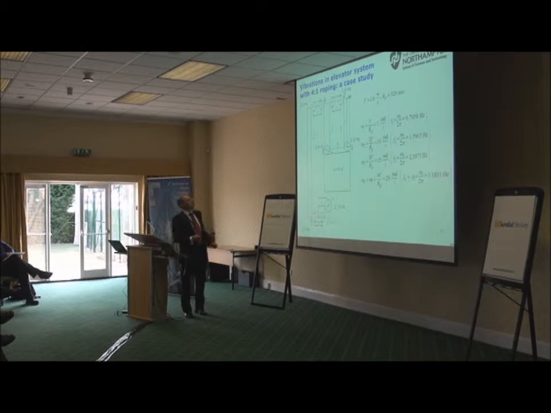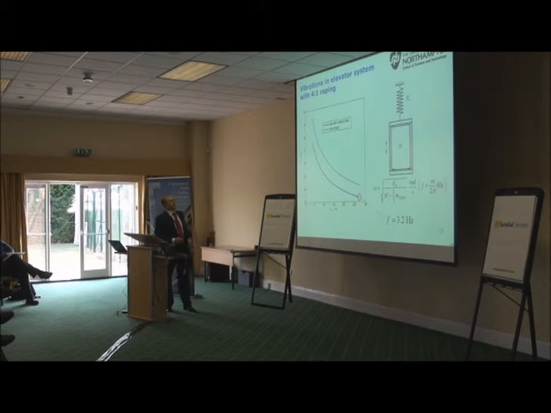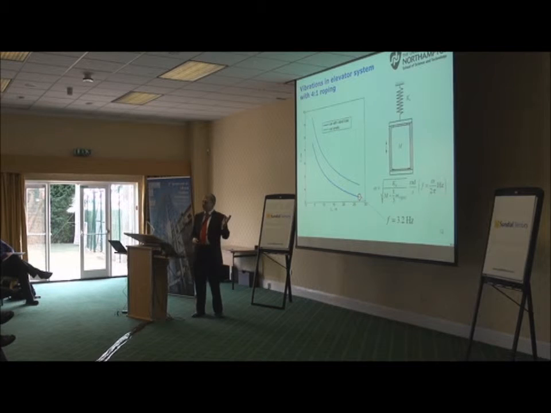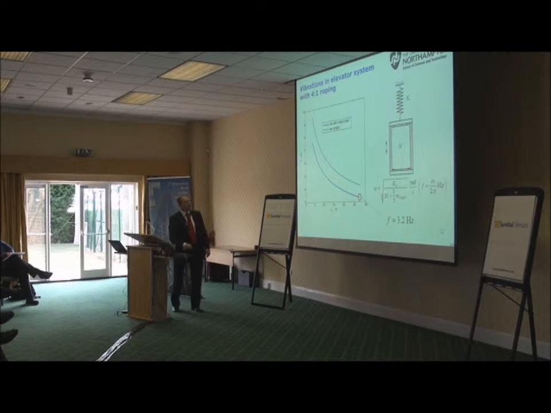And now we do a bit of modeling. We take the car and suspend it on a spring, so we have a mass-spring system. We can calculate the natural frequency of this system from a simple equation, which is the square root of stiffness divided by mass. The trick is that we need to take the effective stiffness of the entire roping and also the effective mass which is involved in vibration.